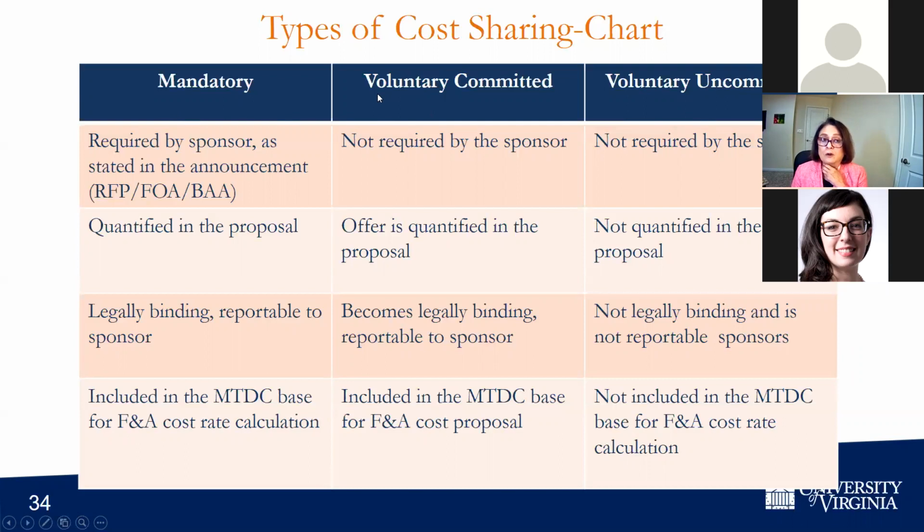When we offer voluntary committed cost sharing, we have to track it exactly the same way as mandatory cost sharing. When it's awarded, it becomes mandatory. So we have to set up companion accounts, we have to track them, we have to report on them, and then the cost analysis group, when they are working on our next F&A rate, has to include all those costs in their research base.